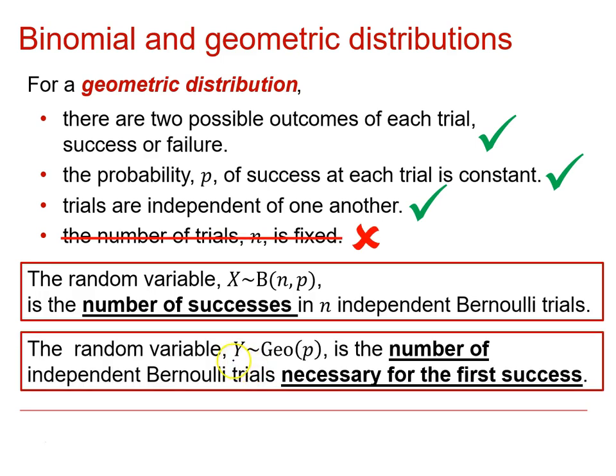The random variable Y, distributed geometrically with probability of success p, is the number of independent Bernoulli trials necessary for the first success. Not the number of successes, the number for the first success. Note that this number of trials also includes the first success. There is an alternative definition that it is the number of failures which are counted, but this is not in the spec, so the number of trials will include that first success.